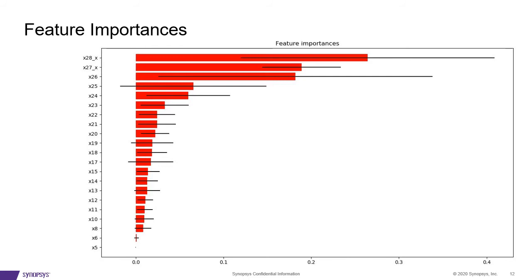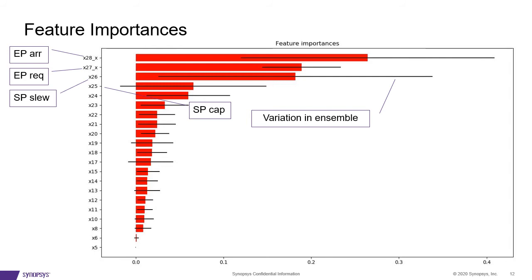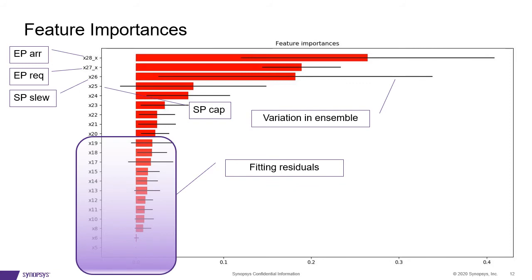This picture over here shows our feature importances. The black line shows the variation in the ensemble of models that we create. We see that the top 4 features are the endpoint arrival required, as expected because we are predicting slack, the start point slew, and the start point cap, because the clock path plays a very important role, especially if there is variation and CRPR effects. The rest of the features are essentially useful for fitting residuals.